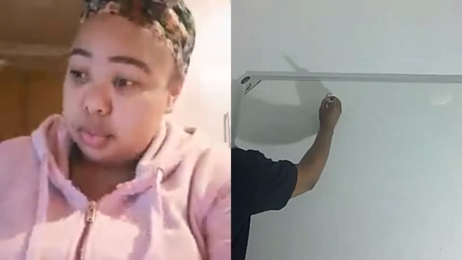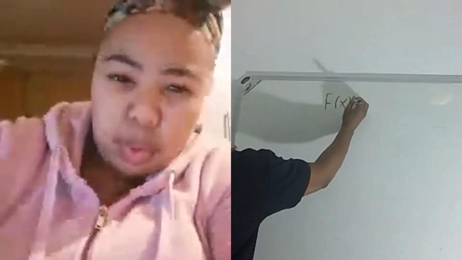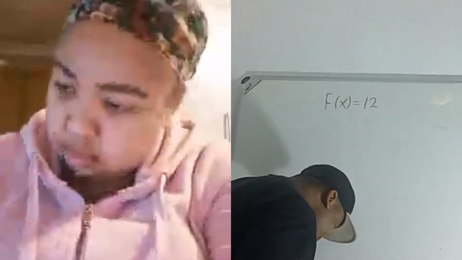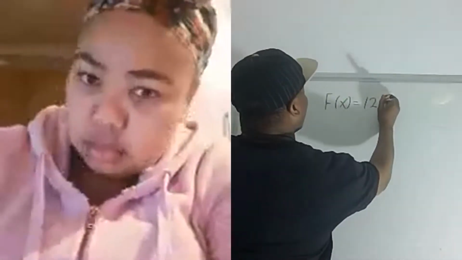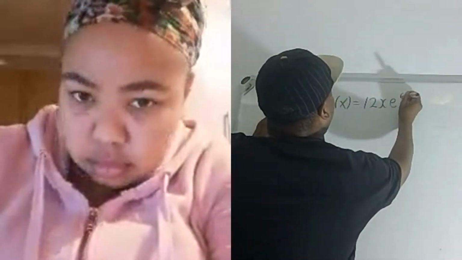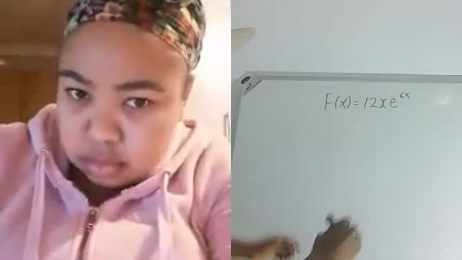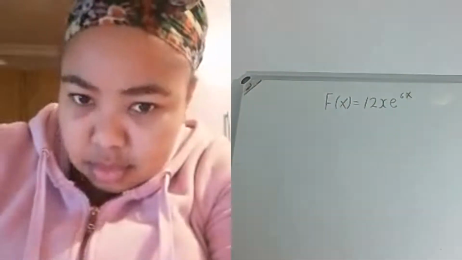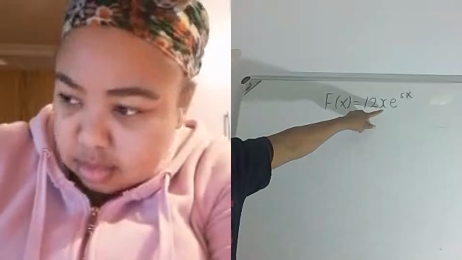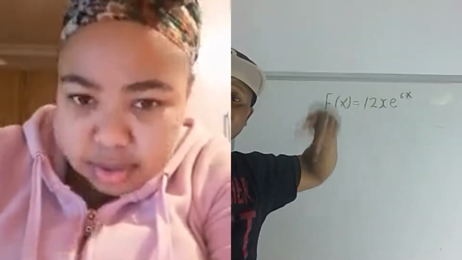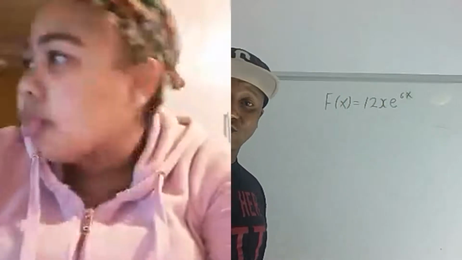So they give us f of x equal to 12x e^(6x). This is very easy. You know why? Because you have two functions. What is the first function? x. The second function is e to the power of 6x. So we know this is a product rule.